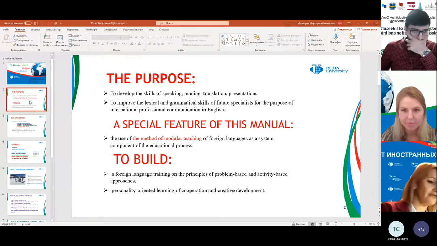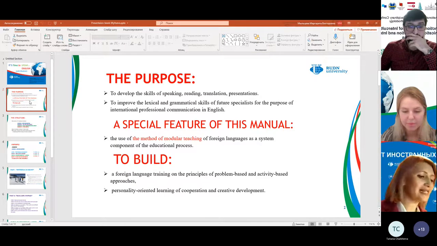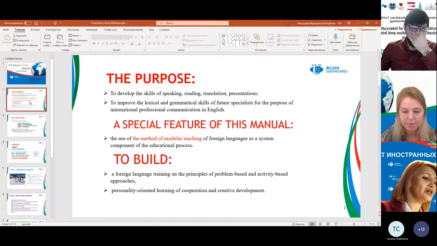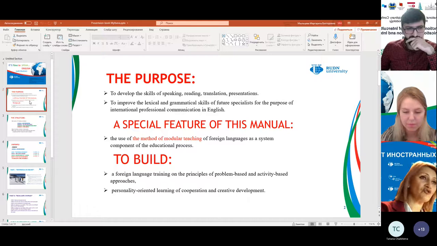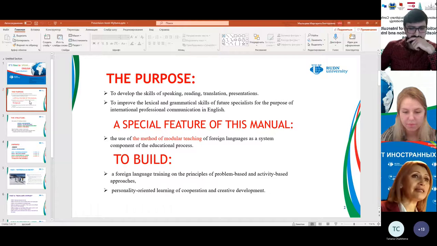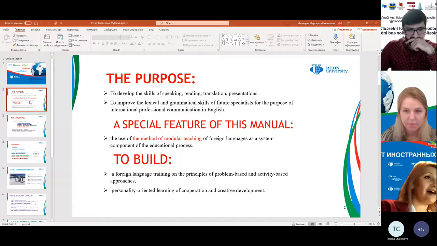A special feature of this manual is the use of the method of modular teaching of foreign languages as a system component of the educational process, which allows us to build foreign language training on the principles of problem-based and activity-based approaches, personally oriented learning, cooperation and creative development.